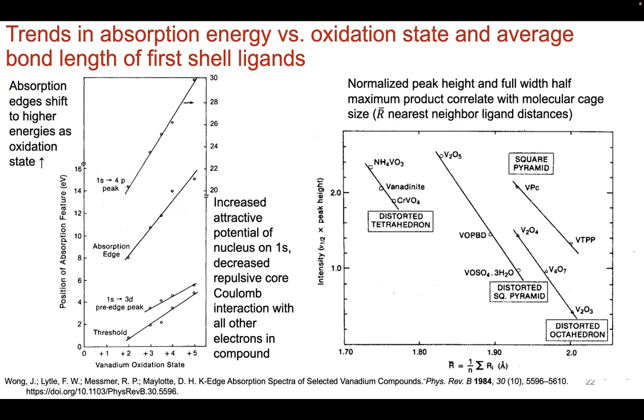this R bar, which is the nearest neighbor ligand distances, what's called the molecular cage, right? This average distance to the nearest neighbor amongst all these different families of compounds. You can map out all these fantastically beautiful linear relationships to try to understand how the local environment is changing and also how the oxidation state is changing. Okay, all right. With that, we'll pick up here next time before we move on to X-ray photoelectron spectroscopy.